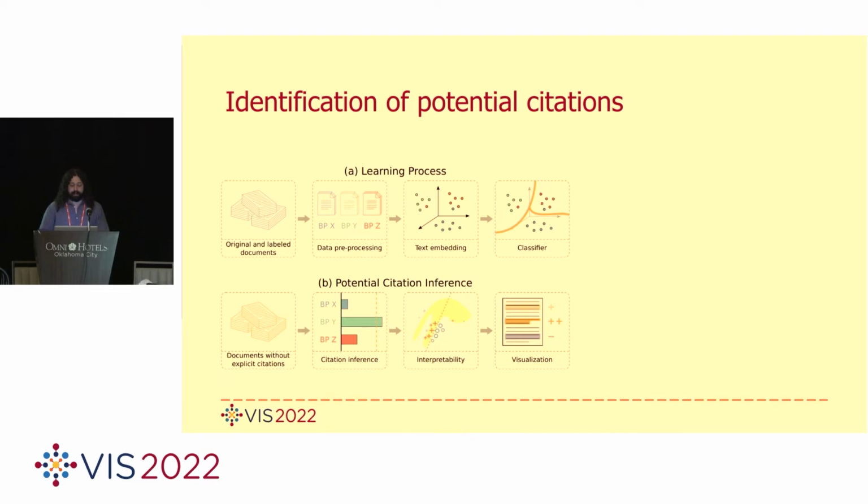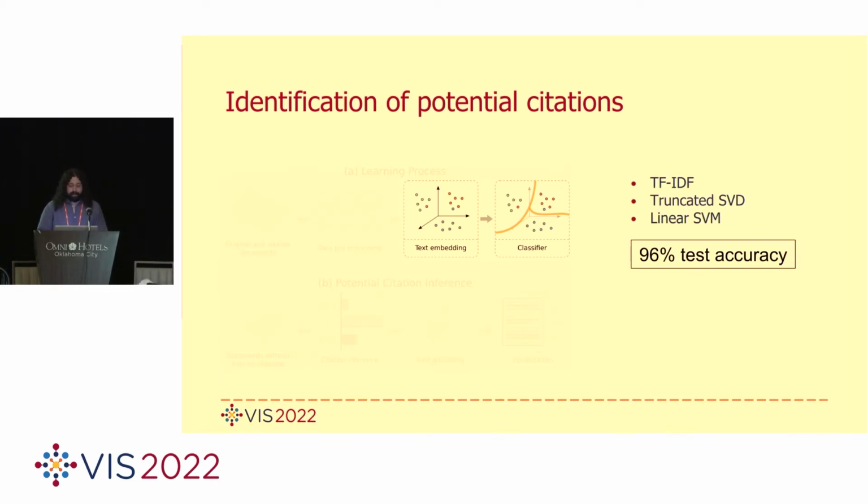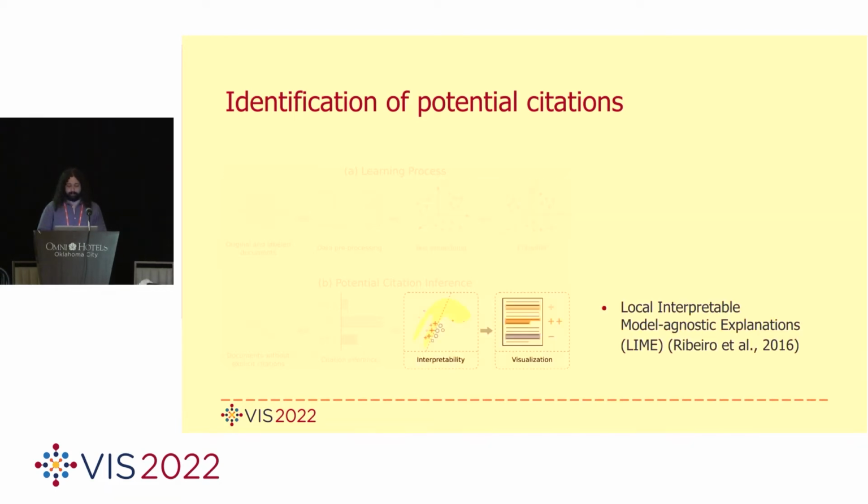Regarding the machine learned part, after several tests with vectorizations and classifiers, we ended up with a TF-IDF vectorization with dimensionality reduction and a linear support vector machine with 96% test accuracy. Regarding the interpretability part, we decided to use the method Local Interpretable Model-agnostic Explanations, usually called LIME. Basically, it identifies the most important sentences for the potential citation assignment, informing our system to highlight them with a background color scale.